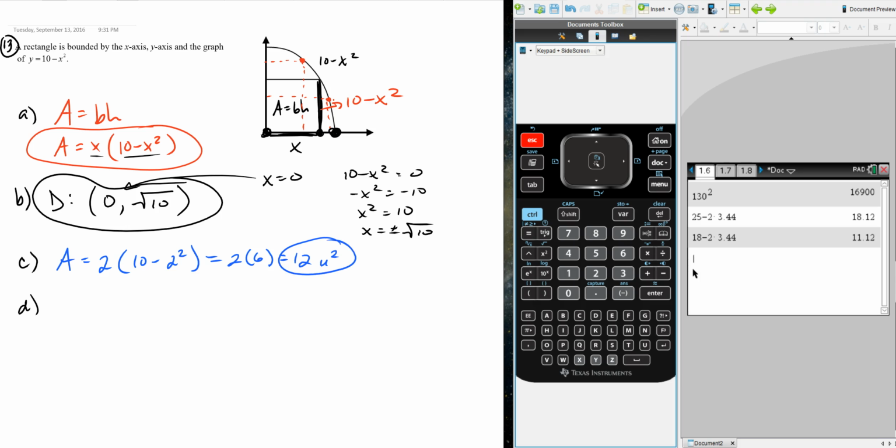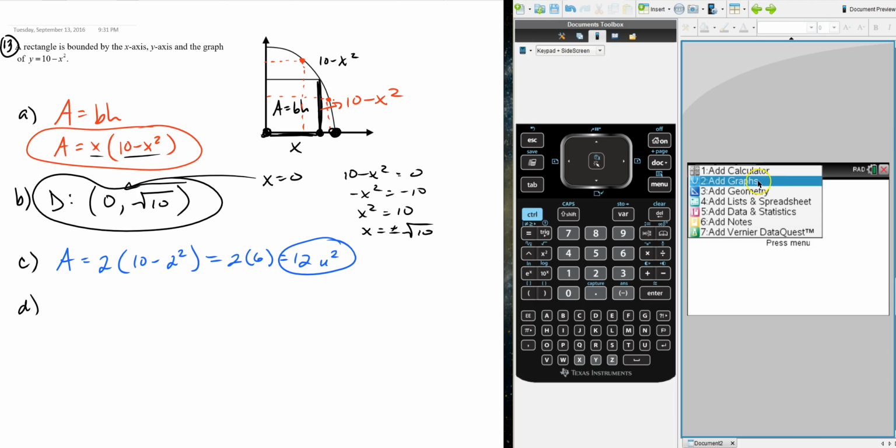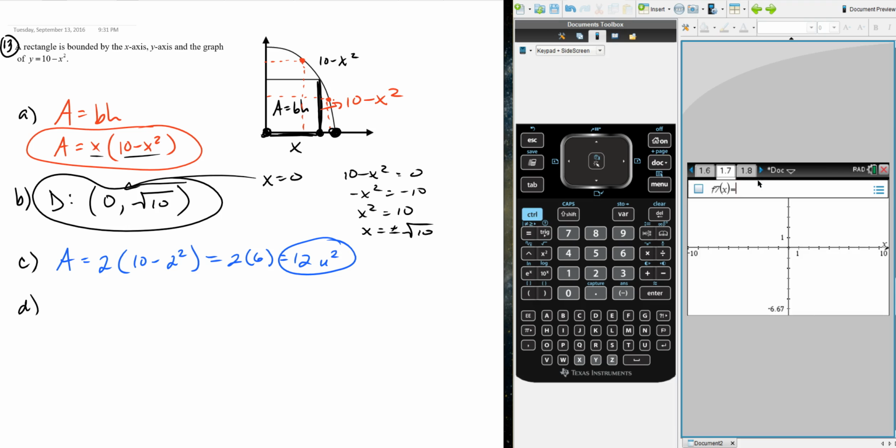Part D says determine the maximum area. So to determine the maximum area, we're going to go to a graph. And we're going to plot the function x times 10 minus x squared.